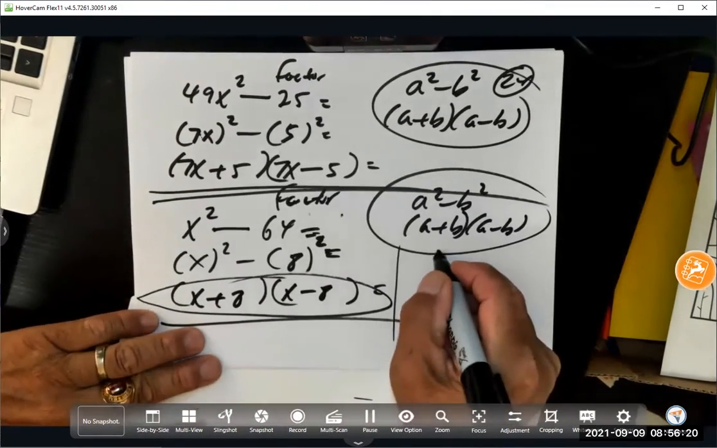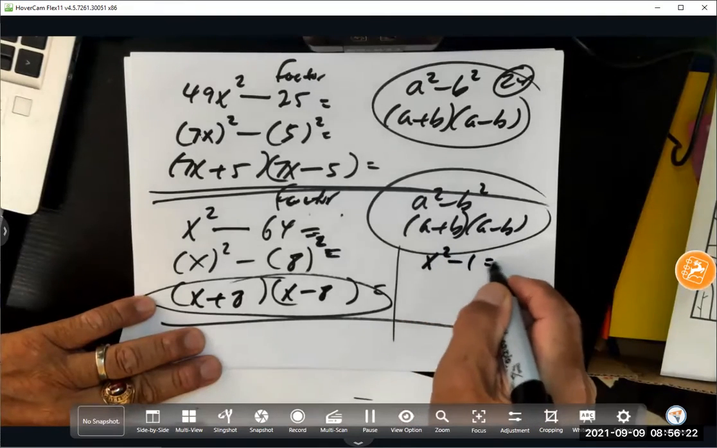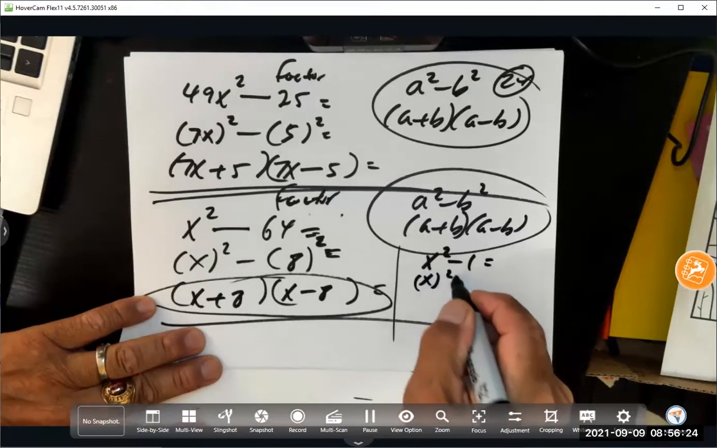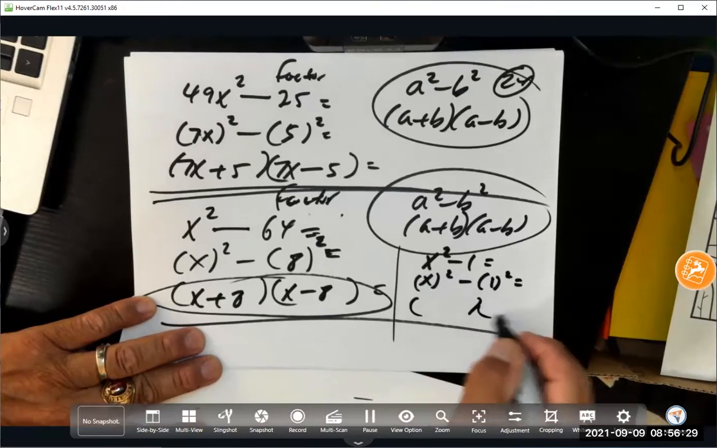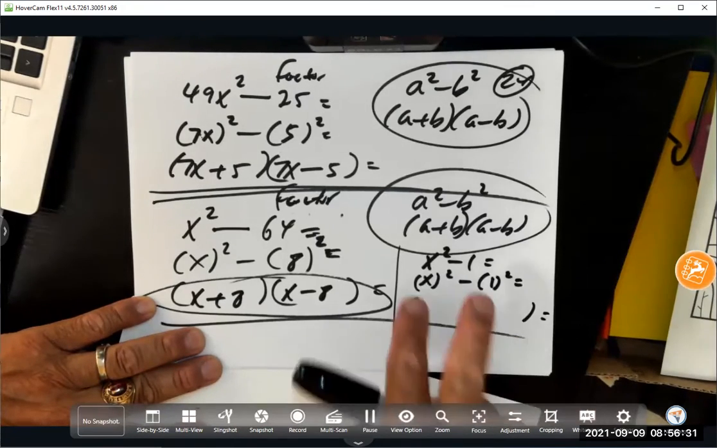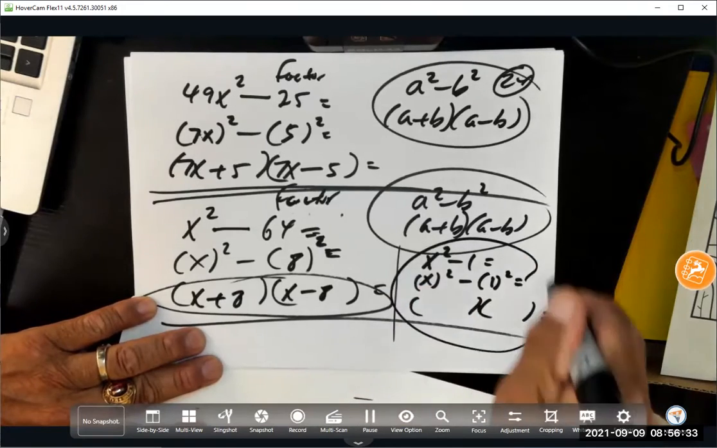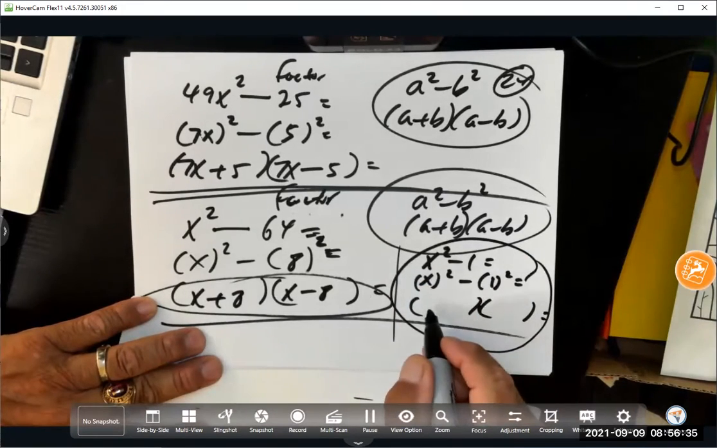Let me do one right here under it. X squared minus 1. Well, this is going to be x squared minus 1 squared. So you tell me the answer. What do you think the answer is going to be at the end for this one right here? It's x squared minus 1 squared.